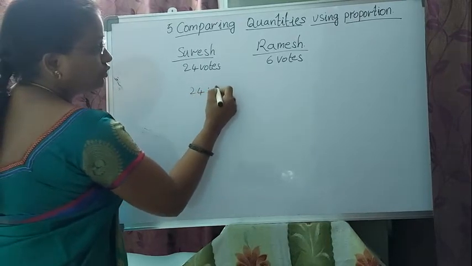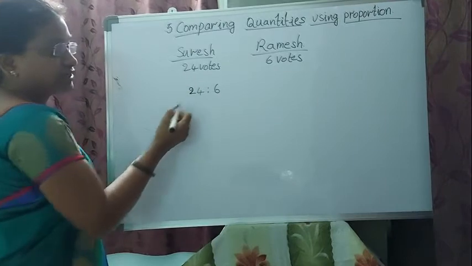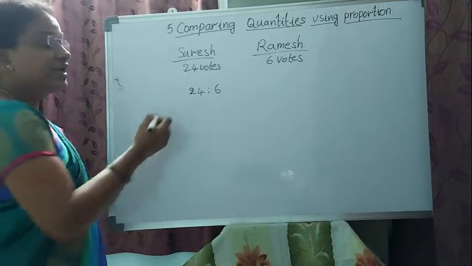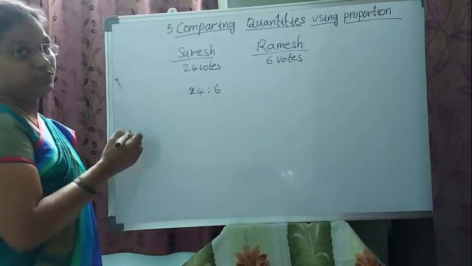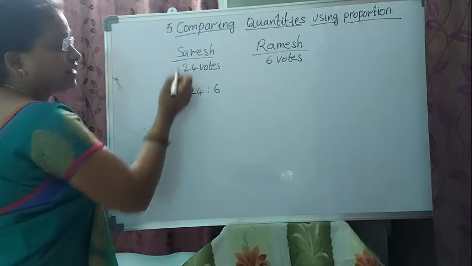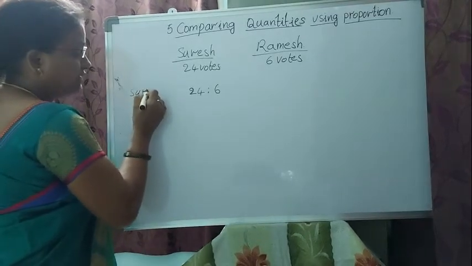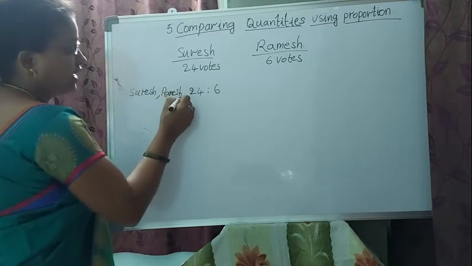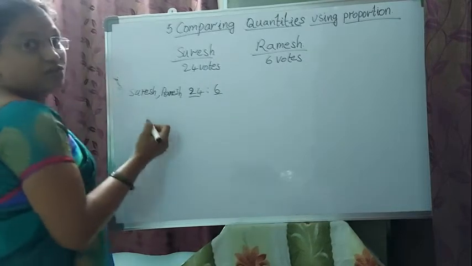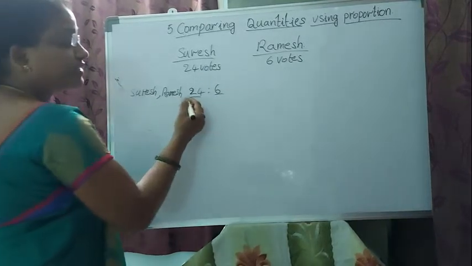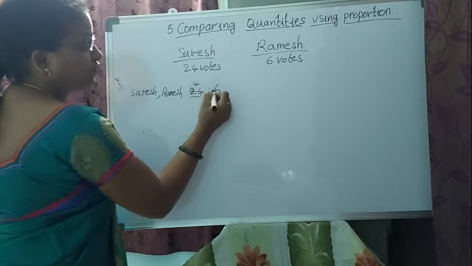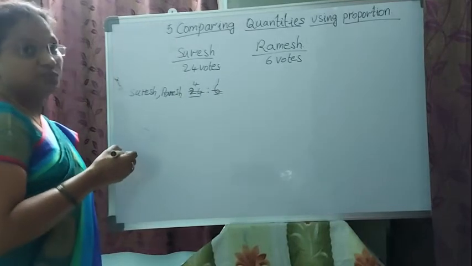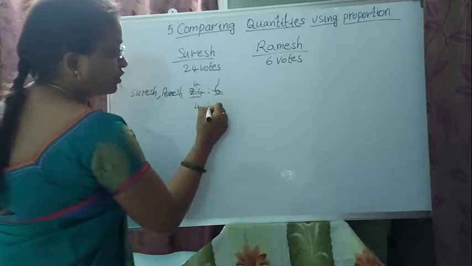24 is to 6. Ratio is nothing but comparing two things in a particular order. First Suresh, and then we are comparing Ramesh. What is the ratio of Suresh and Ramesh? It is 24 is to 6. We have to change it into the simplest form. That is, 6 fours are 24, 6 ones are 6. Simplest form means we have to cancel it and make it in the simplest form. That is 4 is to 1.